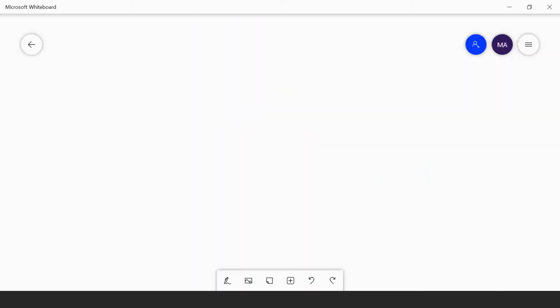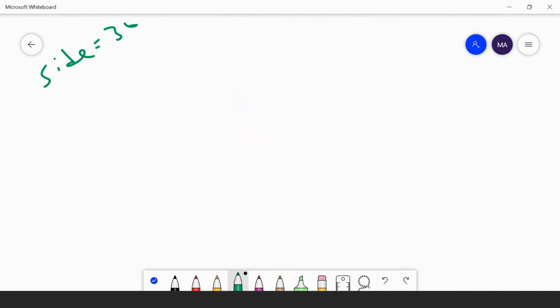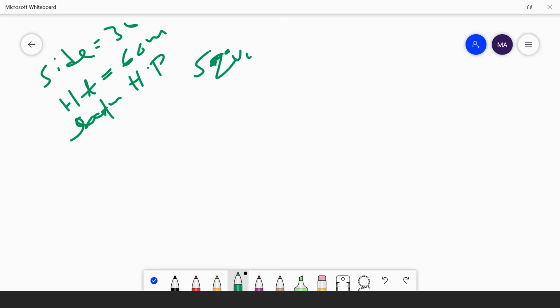So first, for all the solids, I am considering the side as 30 mm and height as 60 mm. It is resting on HP. I am taking the condition that it is resting on HP. So first I am drawing the square prism.